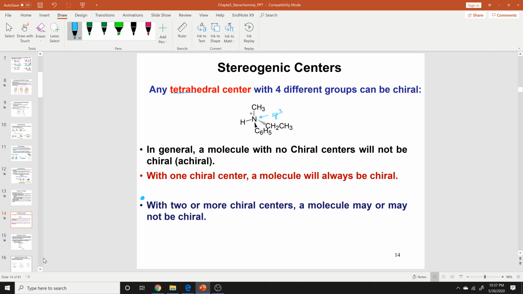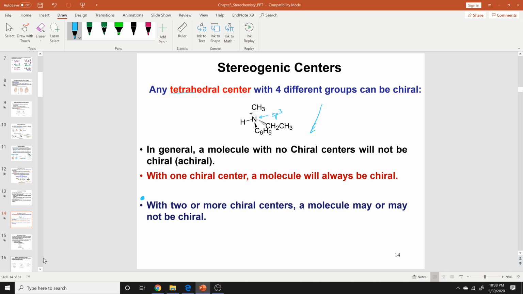Because a chiral center is different than a chiral molecule. A chiral center basically is a center with 4 different groups. So just to clarify this, a chiral center is a center with 4 different groups. A chiral molecule is a molecule that has a mirror image.